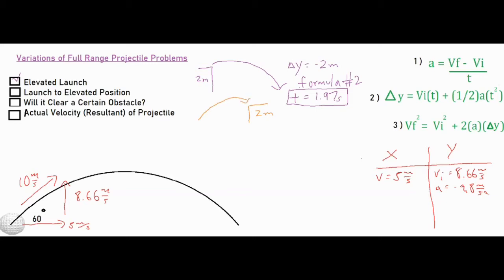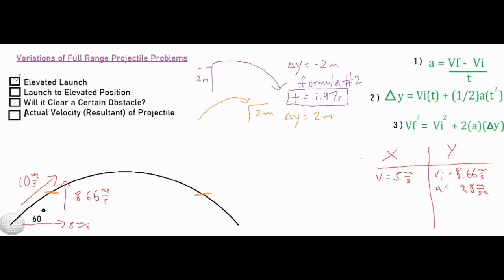Because now you're being displaced 2 meters above your original position, all the steps that I discussed earlier are going to be the same, except you'd have a positive 2. Now this time around, when you use the quadratic formula, you're going to actually get 2 positive answers. The reason for that is because as the projectile rises and falls, it's going to be displaced 2 meters off the ground once as it's rising and then once as it's falling.